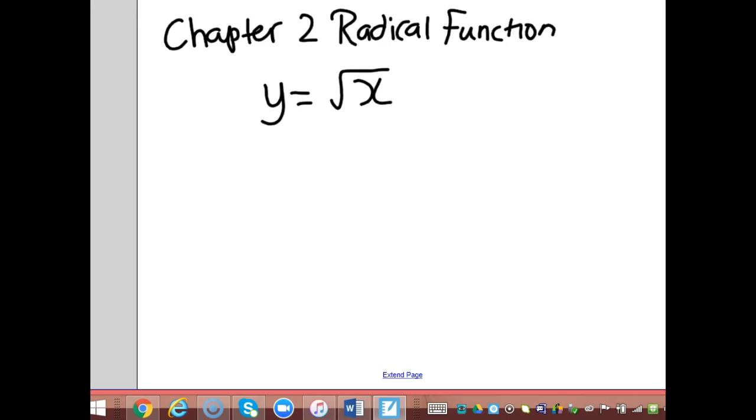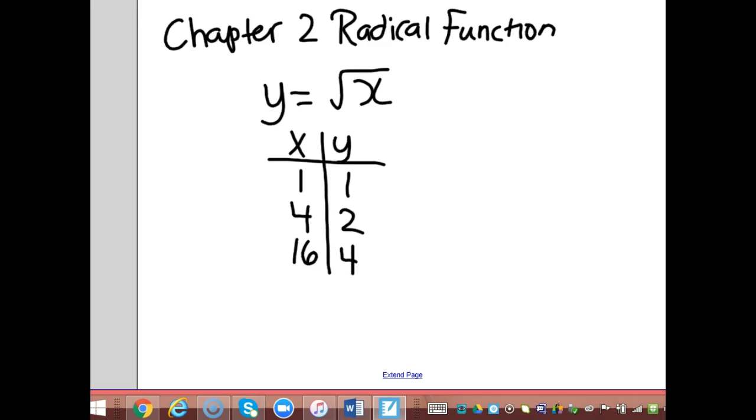And we have to remember, with roots we can't have what underneath? Negatives. Yeah, no negatives. There is no point in putting negative things under the root because it's just going to be undefined. So if we were picking x's and y's, if my x was 1, the square root of 1 is 1. I usually try to stay with perfect squares just because it works out. If I picked 4, the square root of 4 is 2. And then the square root of 16 is 4.